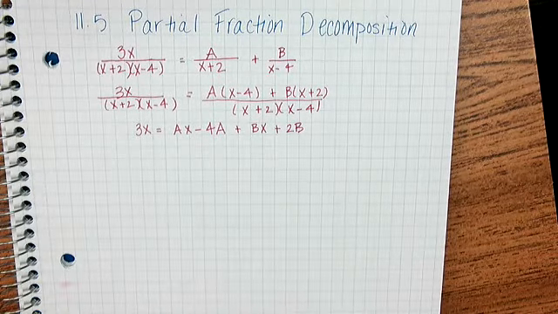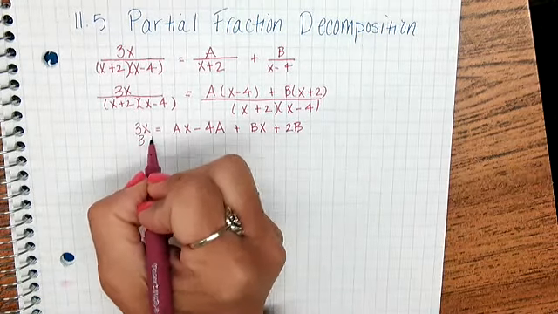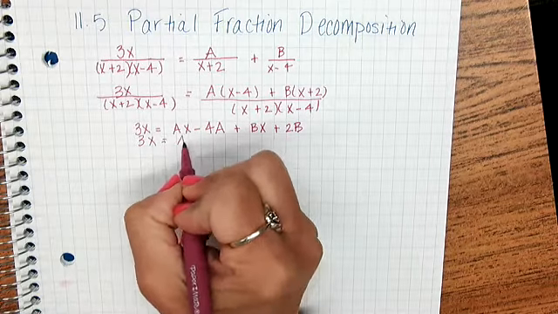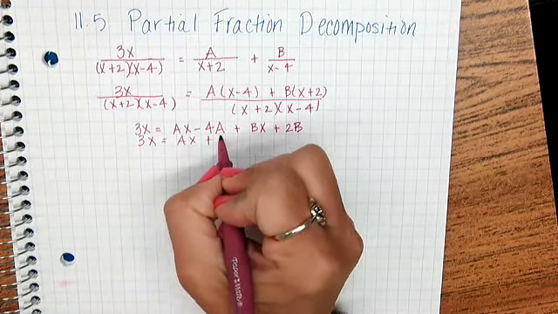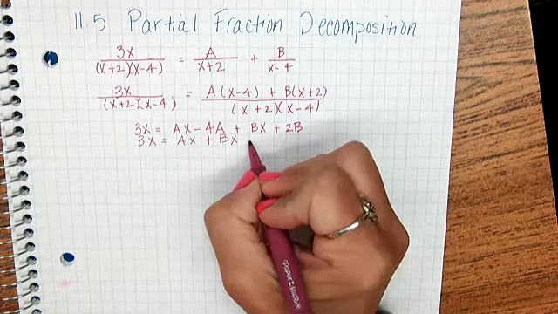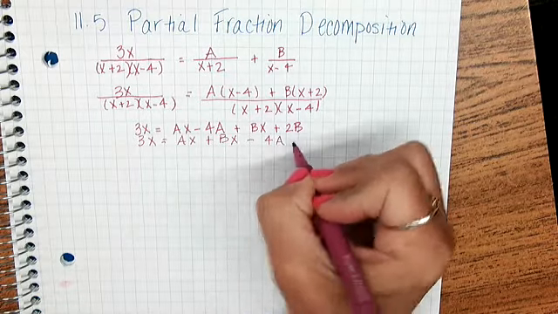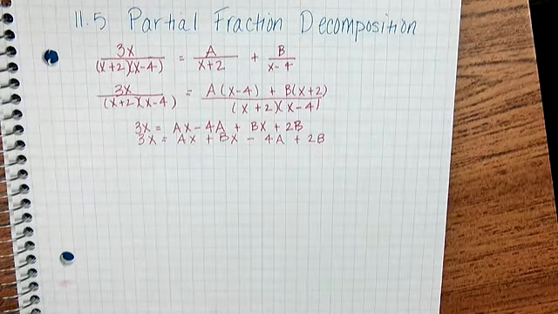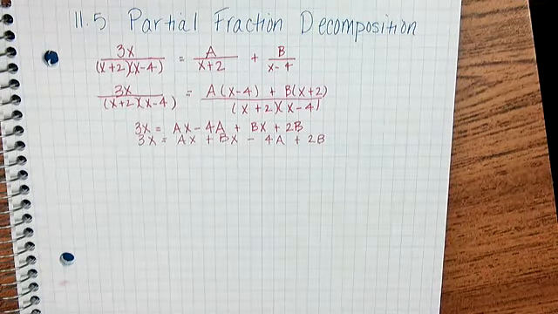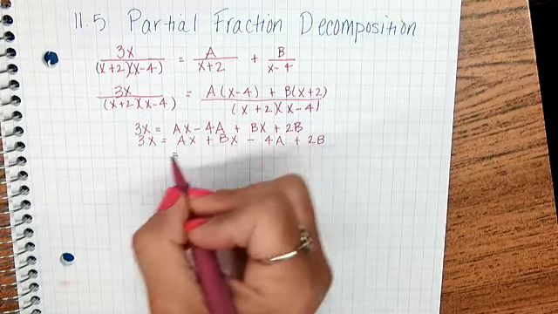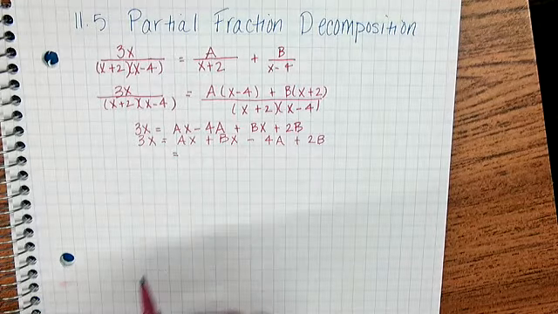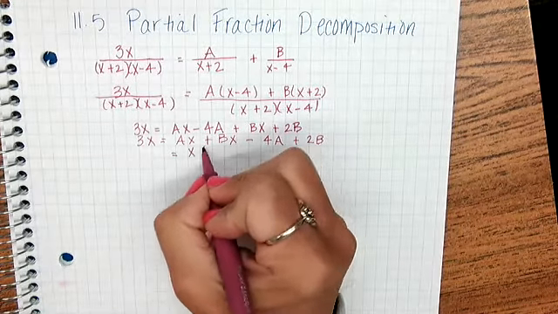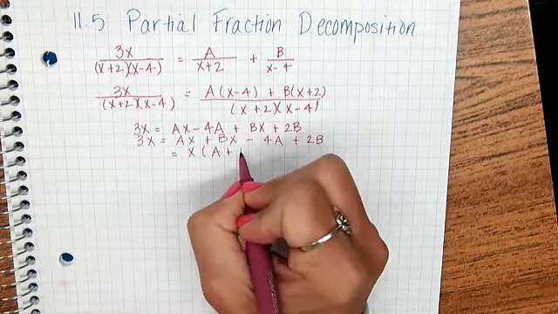Let's group the x's and do some factoring. So this is 3x. I'll show all the steps. Just going to rewrite the order here. Ax plus bx minus 4a plus 2b. Factor out an x from the first two terms. So this is x times the quantity a plus b.